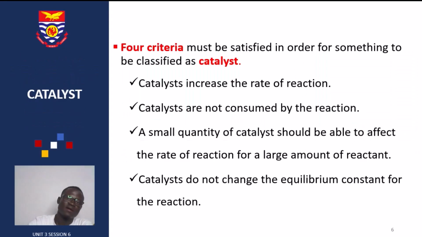So there are 4 criteria that must be satisfied in order for something to be classified as a catalyst. What are those? 1. The catalyst must increase the rate of a reaction. 2. The catalysts are not consumed by the reaction. 3. A small quantity of catalyst should be able to affect the rate of reaction for a large amount of reactant. And 4, which is the final point, catalysts do not change the equilibrium constant for the reaction.